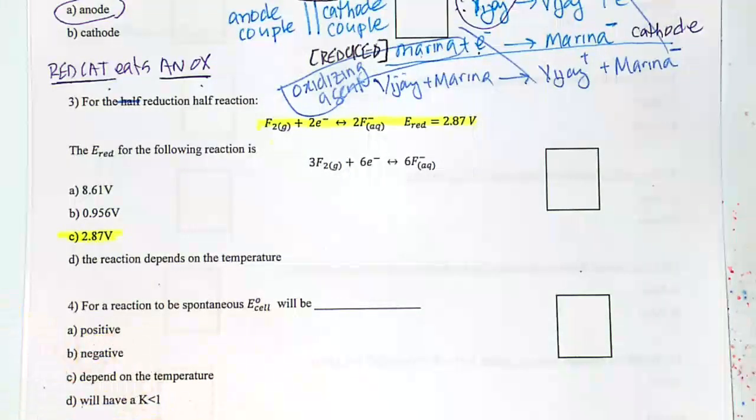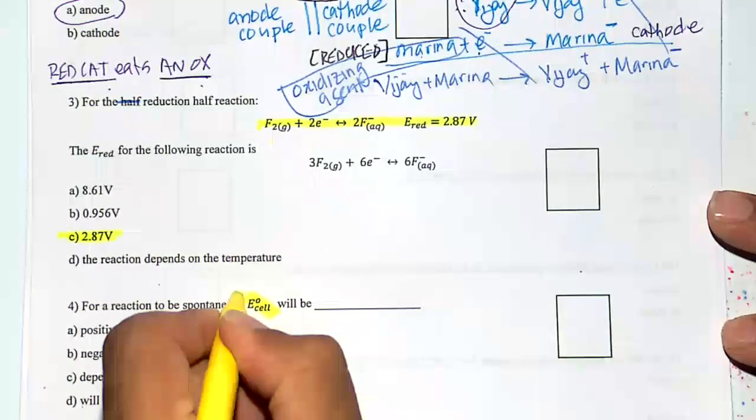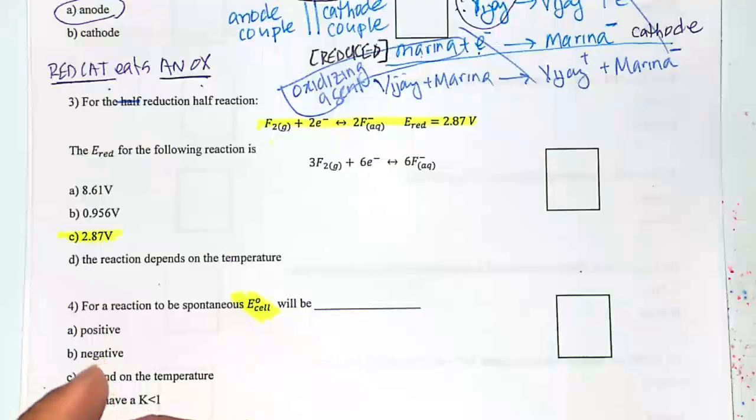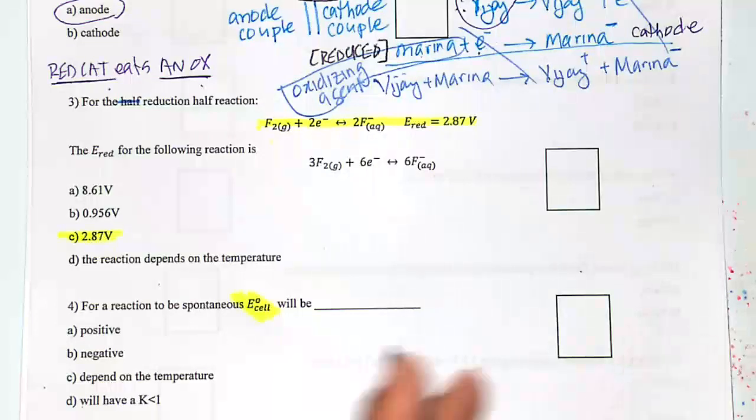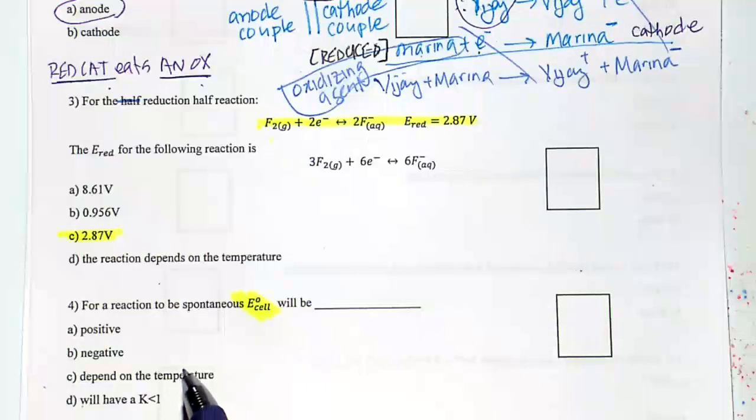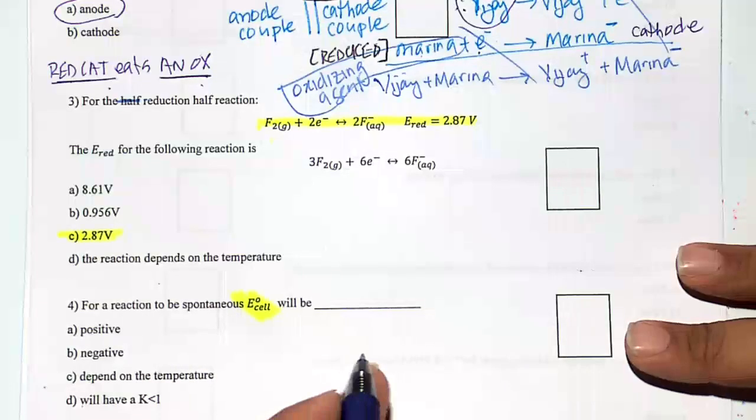All right, for a reaction to be spontaneous, what will E cell be? This is standard state. Spontaneous: when we're talking about spontaneous, we're talking about a reaction that favors the products. It just happens on its own. Reactions that happen on their own are spontaneous. Reactions that do not happen on their own are called, guess what, non-spontaneous.